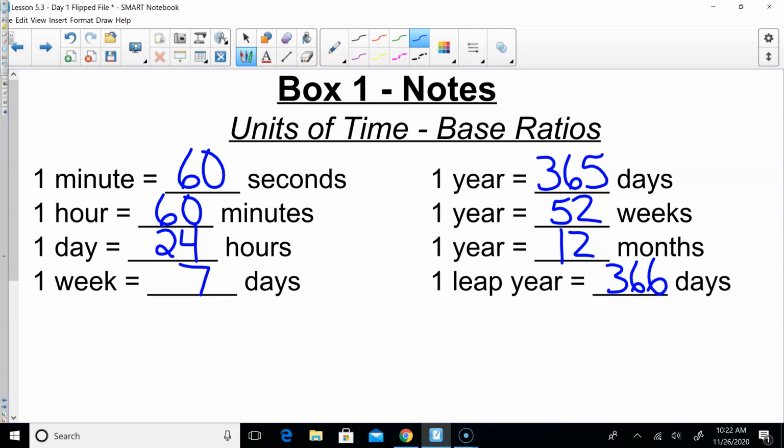So you're going to pause the video right now. You're going to write down this base ratio chart, or relationships as I like to call them. That way they can help you out when you're solving today's problems.